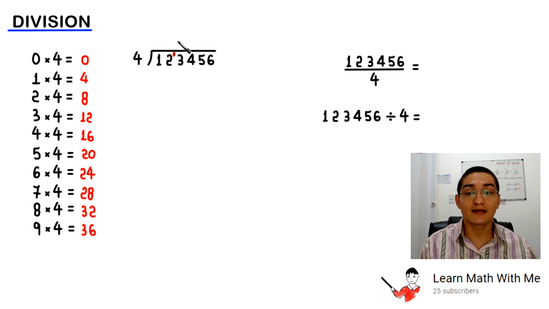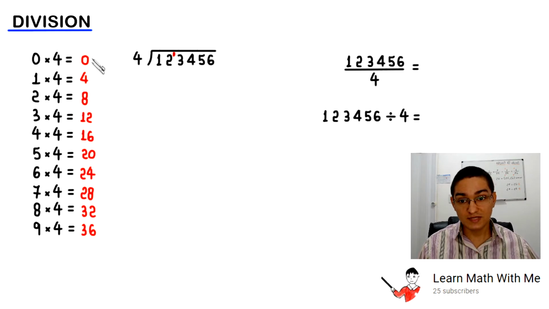And we start by asking a question. How many times does 4 go into 12? You take a look at the multiplication table and you see that 3 times. 3 times 4 equals 12. So I write 3 here. Since 3 times 4 equals 12, that is what I write here. And then I subtract. You will say this is very easy because 12 minus 12 equals 0.